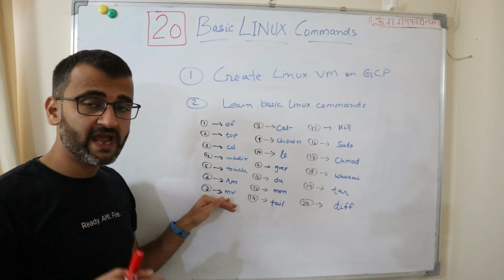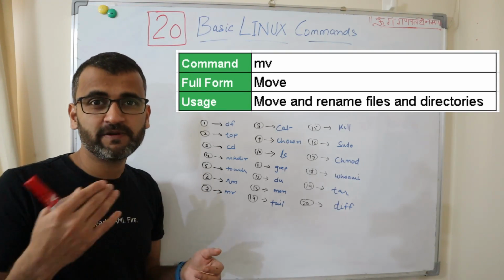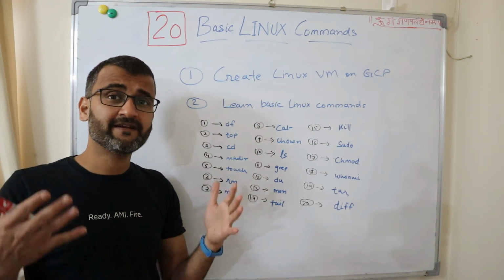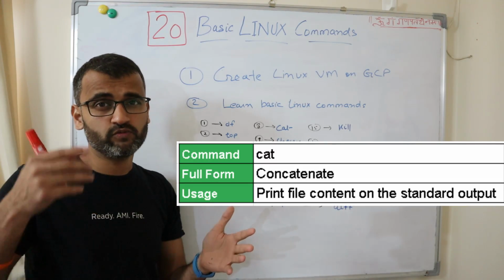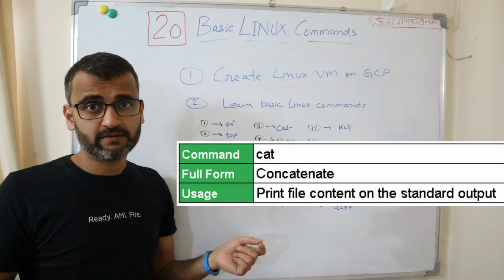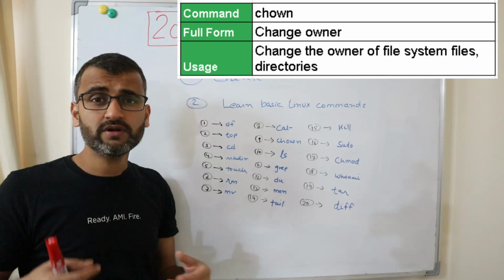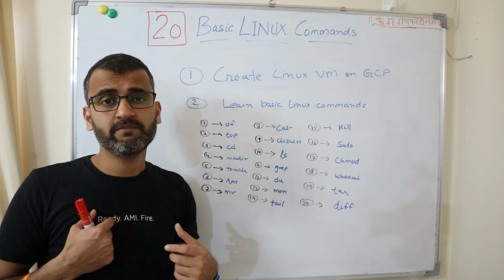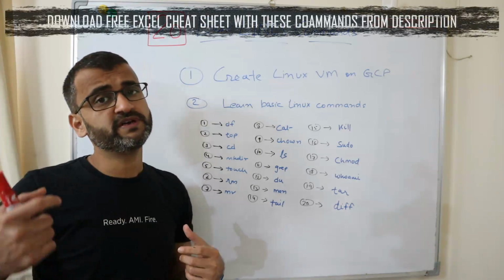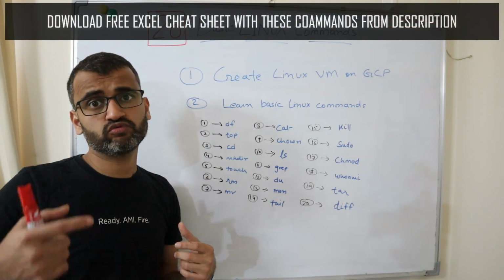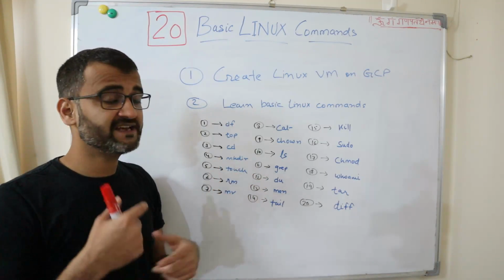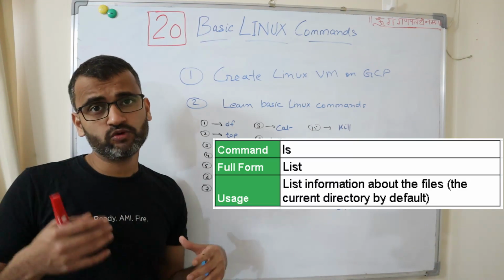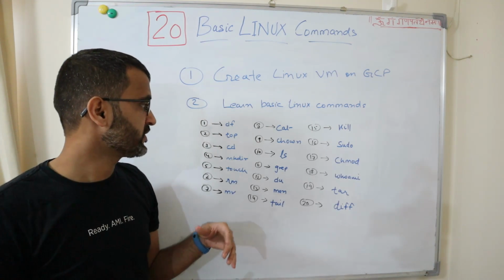Coming back, mv is move. If you want to move a file from one place to another, you use the mv command. cat is about opening a file and reading the content of that file. If you have a file you want to read, you will issue a cat command for that. chown changes the ownership of a file. Suppose a file is owned by me and that ownership needs to be changed to a person in my team, then chown can be used for that. ls, very common, is listing all the files in a directory. You issue a list command.